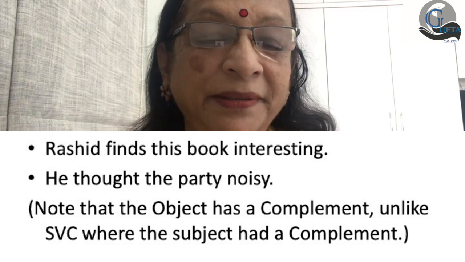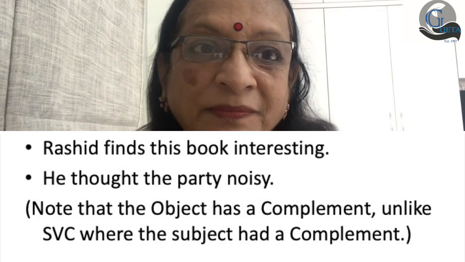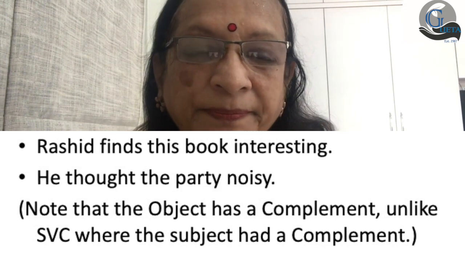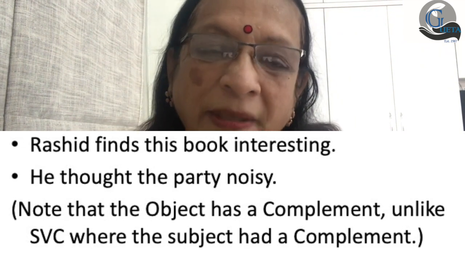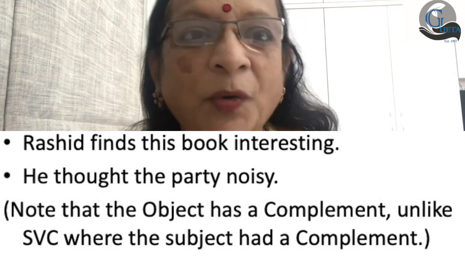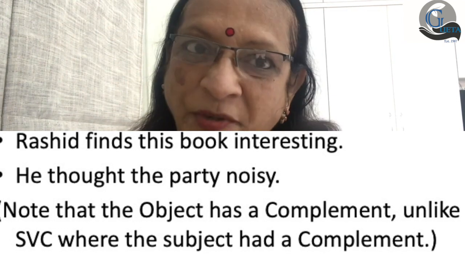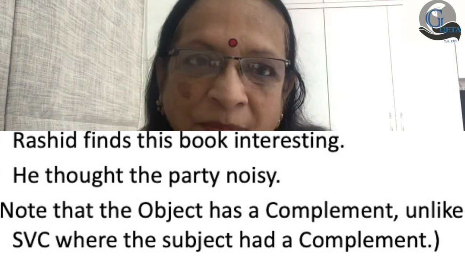So what do we have? Rashid finds this book useful. I thought the party noisy. Do you get that? I thought the party noisy. So you have I, subject, you have thought, verb, the party as object, and noisy is the complement of the object.